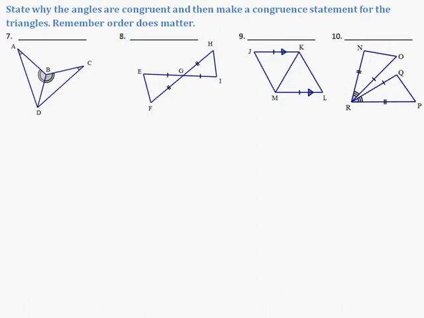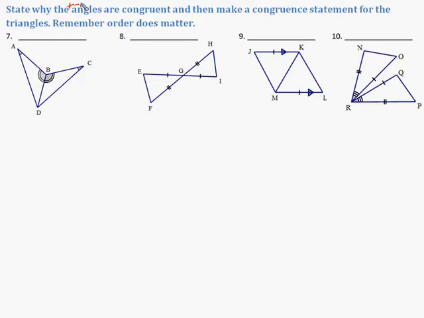All right, for this next set, there is a typo. It says state why, it should say triangles are congruent. And then make a congruent statement for the triangles. Remember, order does matter. So we're going to look at these and try to determine if these different sets of triangles are congruent. So we're going to just do a quick review.